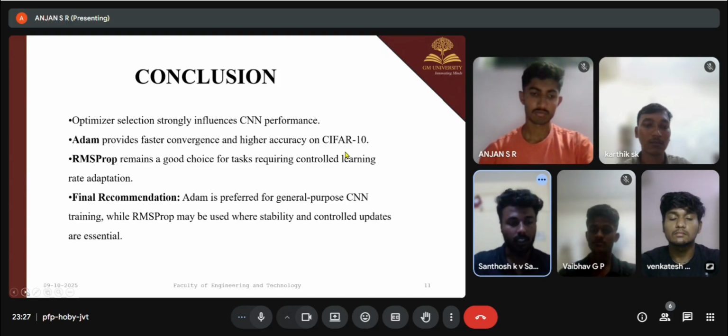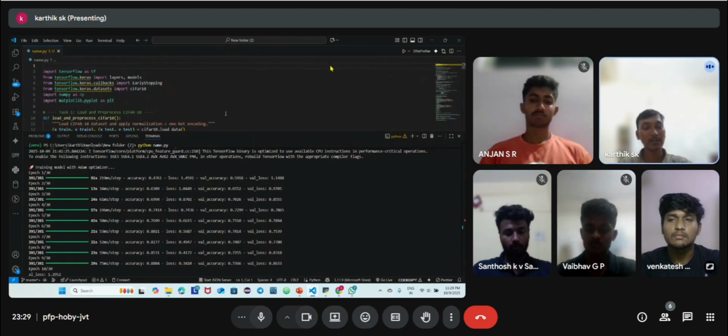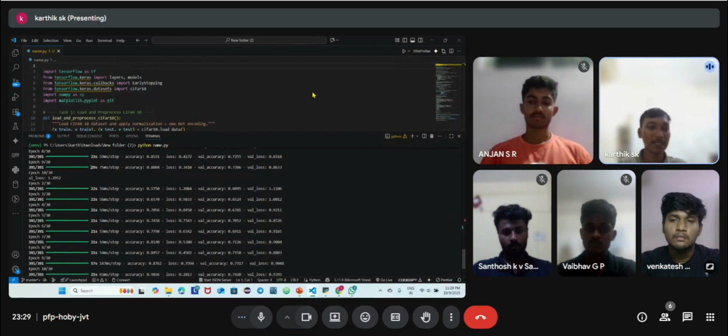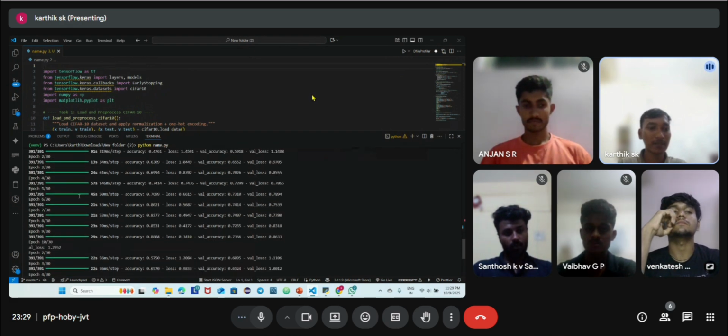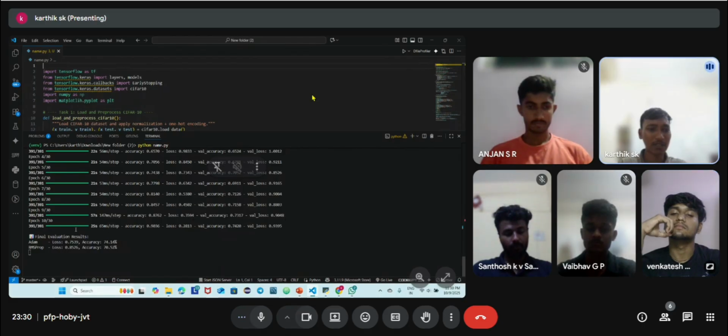controlled updates are essential. Here is our code, where we did Python programming, wherein at first we train the model with an Adam optimizer, where it trains for nearly 30 batches. And next is the final evaluation results, where it gives the Adam and RMSprop results: the loss of Adam is 0.7539 and accuracy is up to 74%, while for RMSprop the loss is 0.85 and the accuracy is 70%.